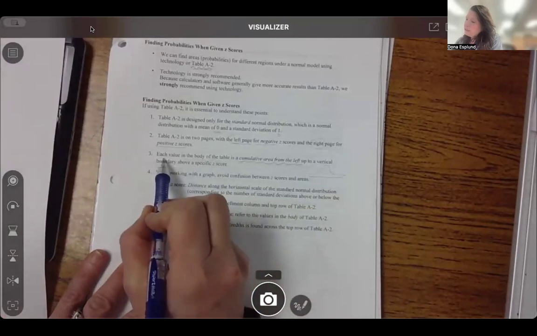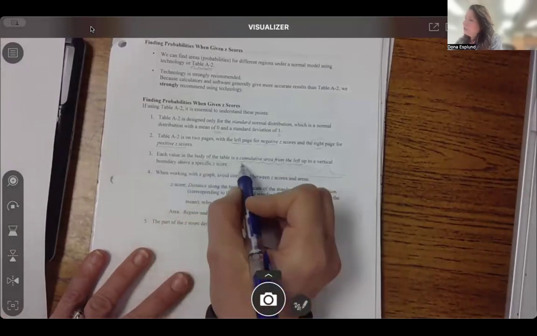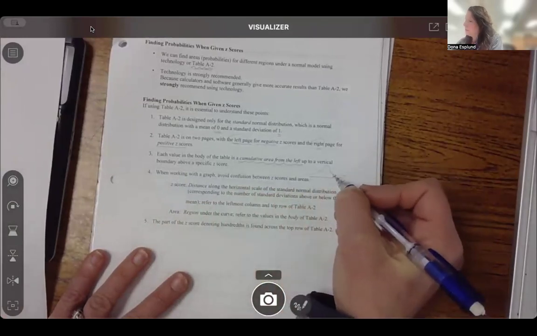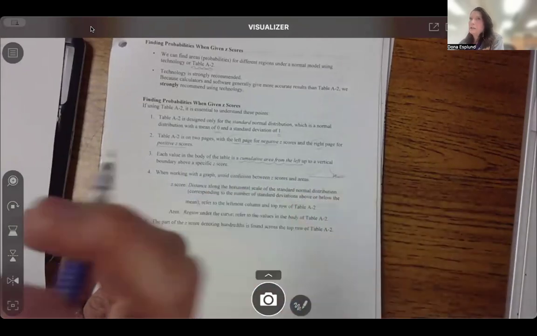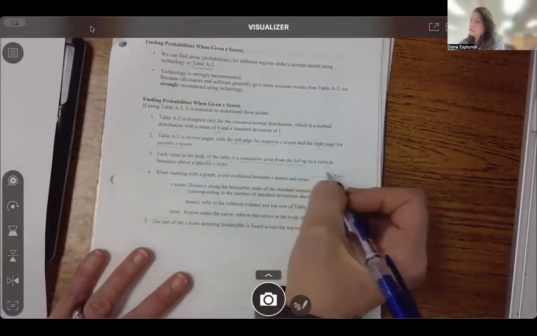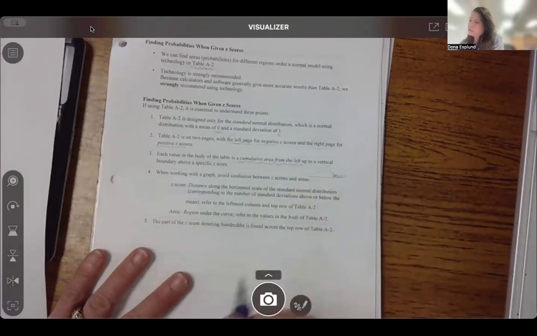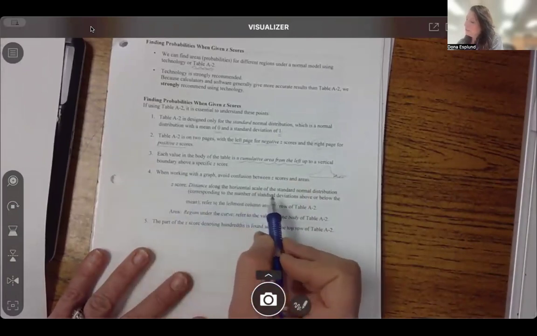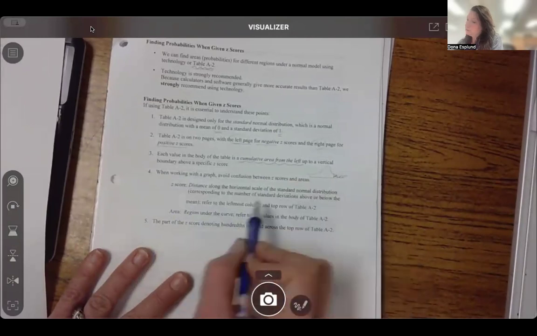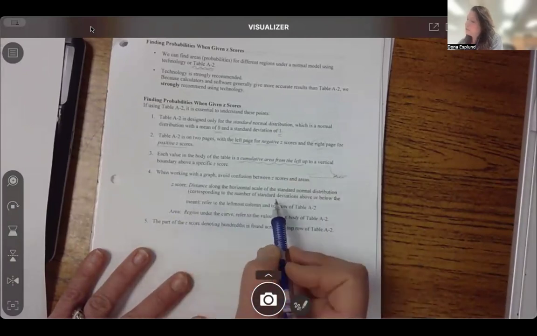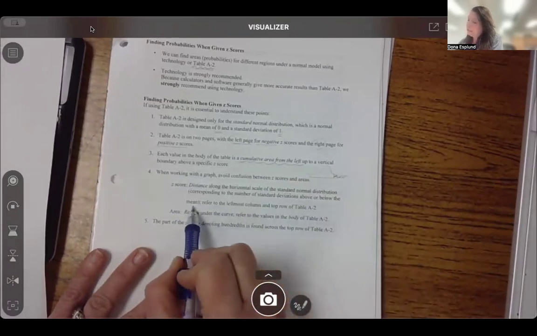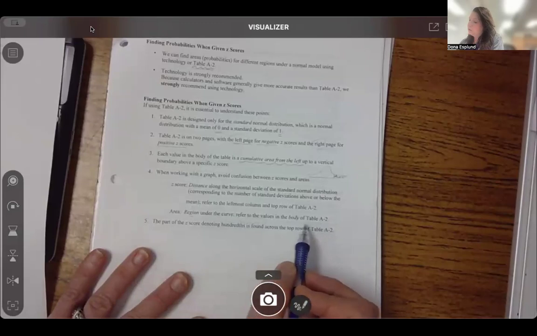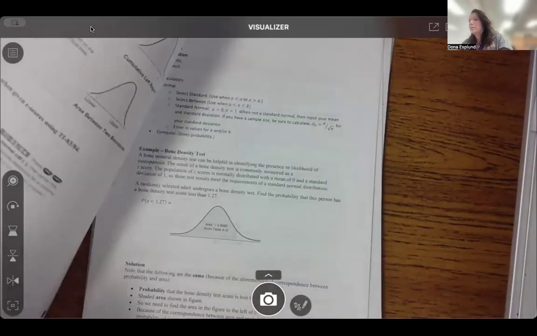I want to make sure that each value in the body of the table is a cumulative area from the left. Okay, so again, if I'm looking for maybe this area here, I'm going to have to think about what I can do to subtract that out, because your Z table is going to be giving you this amount over here that's not shaded. The Z-score is a distance along the horizontal scale of the standard normal distribution, and it corresponds to the number of standard deviations above or below the mean. And then remember, the area is the region under the curve that refers to the body of the table. So let me just jump in and do a couple of problems.